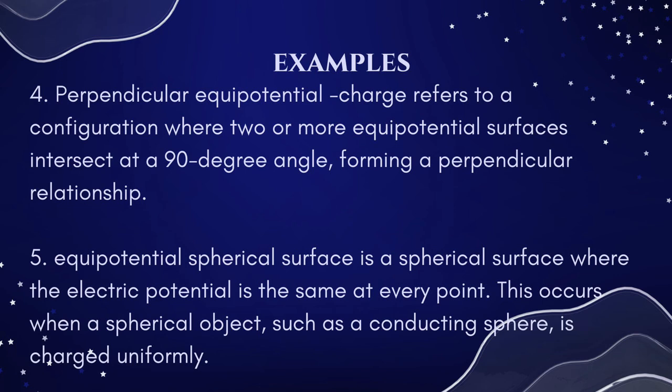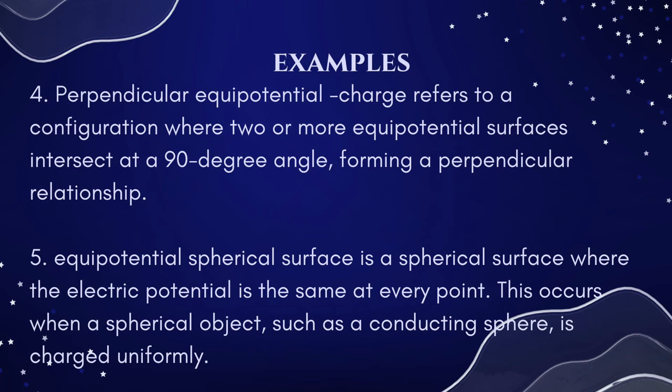The fourth one is equipotential charges or perpendicular equipotential charge. It refers to the configuration where two or more equipotential surfaces intersect at a 90-degree angle, forming a perpendicular relationship. An equipotential surface is a surface where the electric potential is the same at every point, meaning no work is needed to move a charge along that surface.